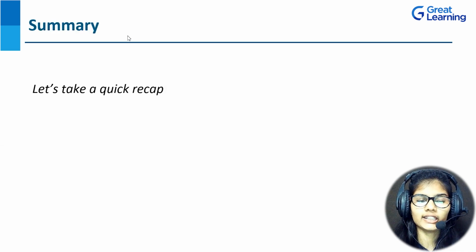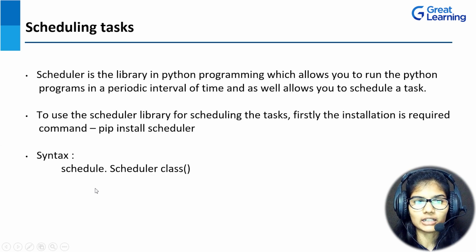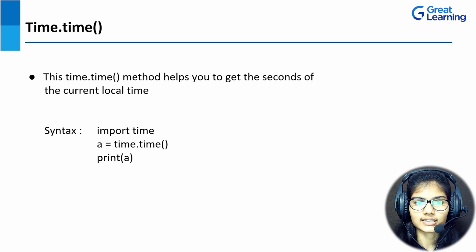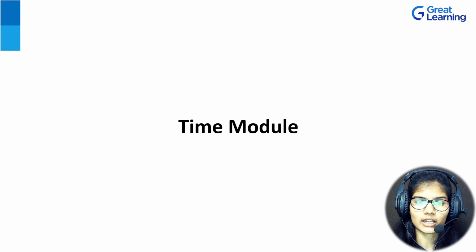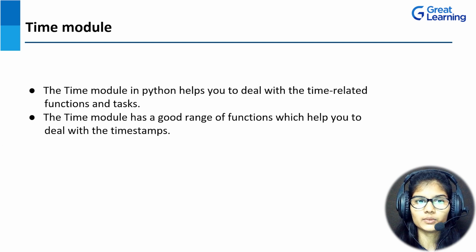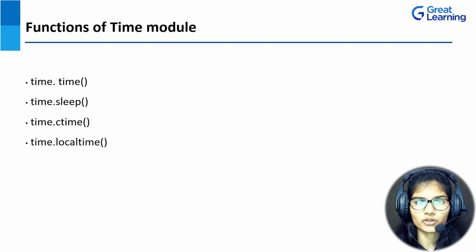Now let's take a quick recap of whatever we have learned till now in this particular module. I'll be taking you back to the slide from where we started, and then let's do a quick recap, right? So we started here with the time module. That time module in Python helps you deal with time-related functions and time-related tasks. This particular time module has a good range of functions which help you deal with timestamps, right? This is what we studied about the time module.